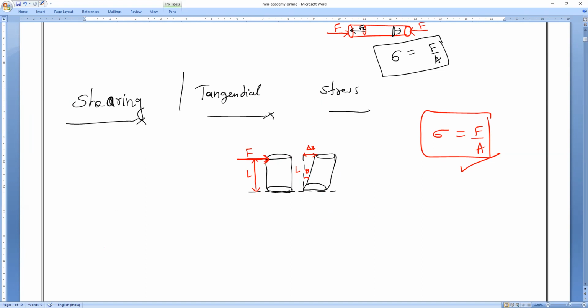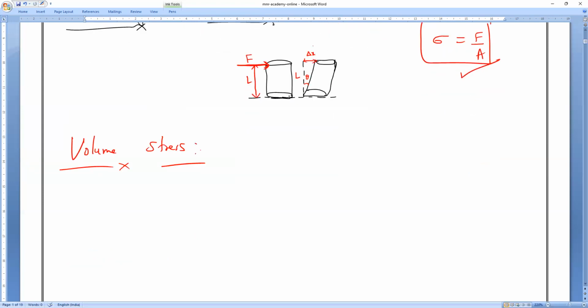Now, next, volume stress. The third type of stress is volume stress. So imagine there is a fluid. Fluid means what, guys? We have two kinds of fluids. What is that, everybody? Gases as well as what? Liquids. Both are called fluids. At least that you tell me, all of you. So both are called fluids.